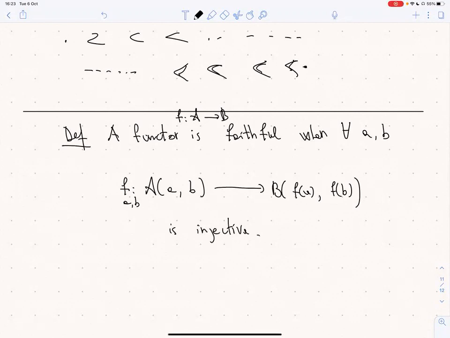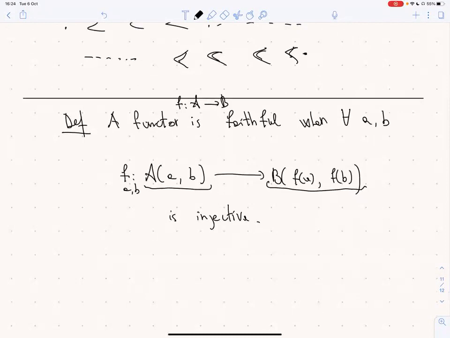Which means that the maps in A to B can be seen as maps between F of A and F of B. An example of a faithful functor: faithful means that you can trust it, which means that you can check information about A inside B. So it's a good representation of A.